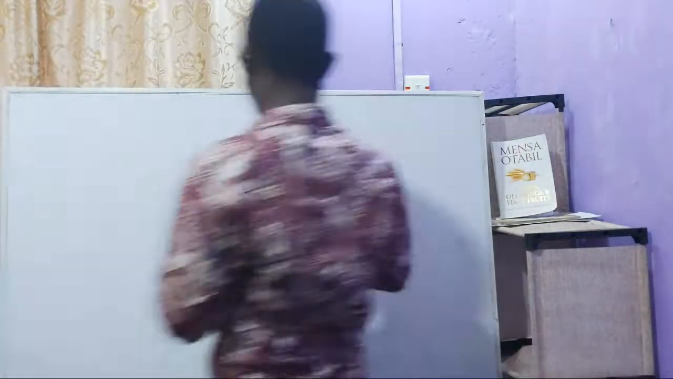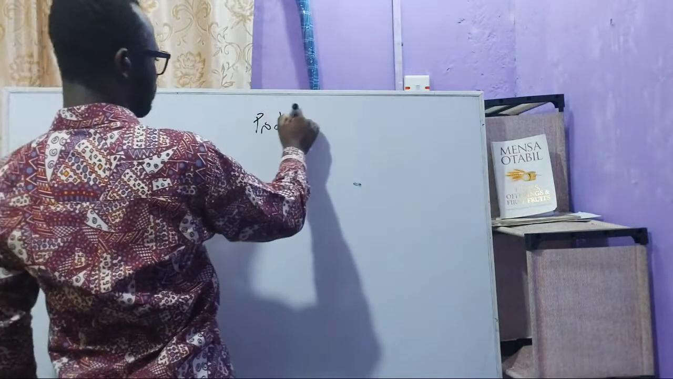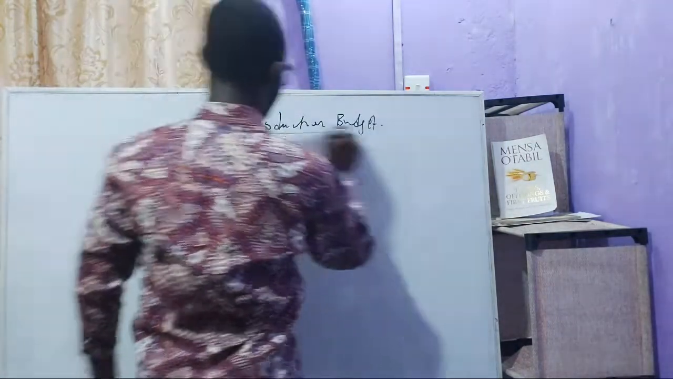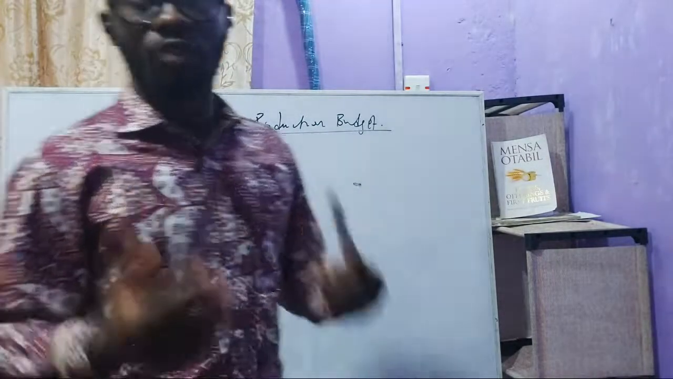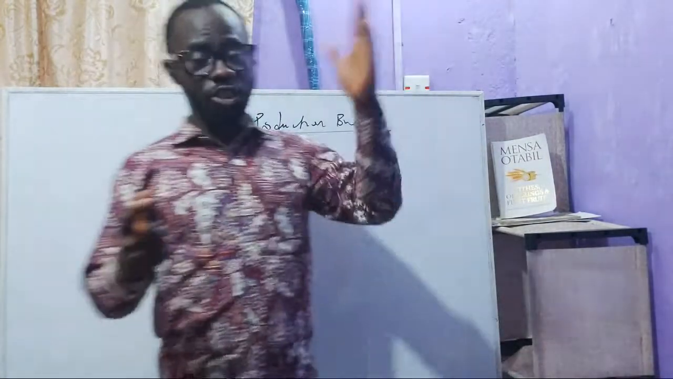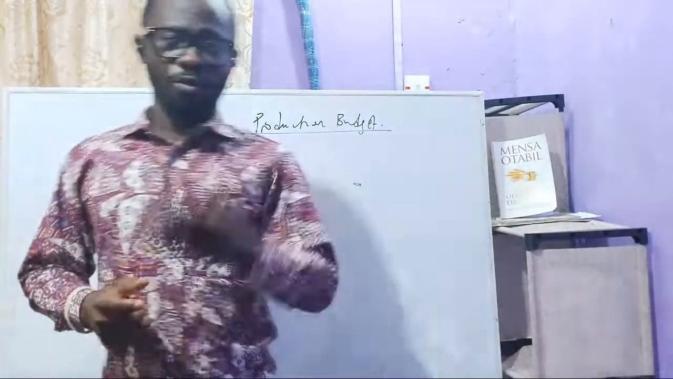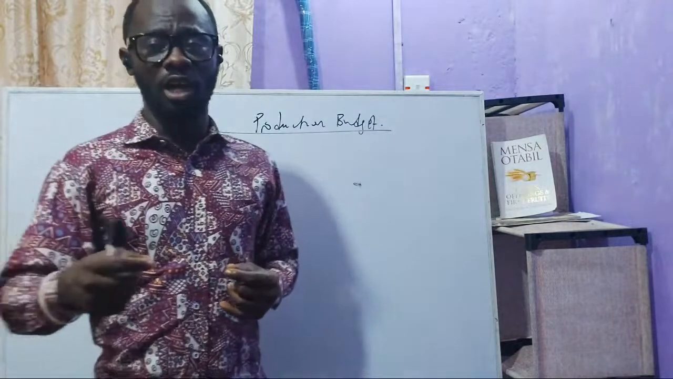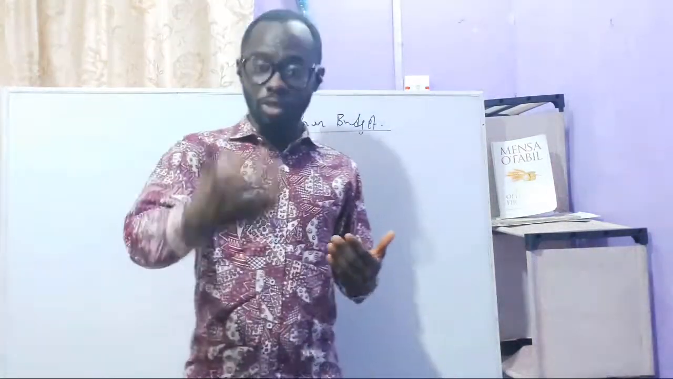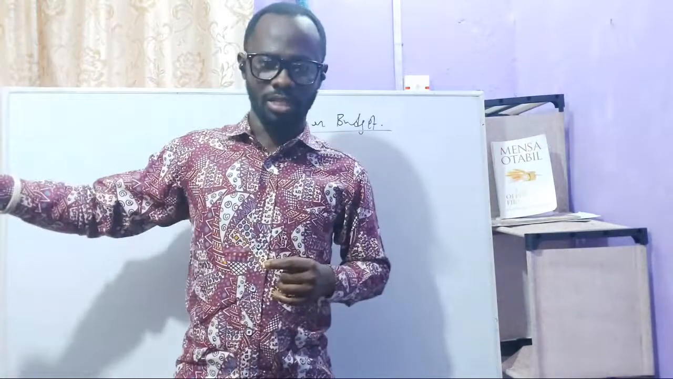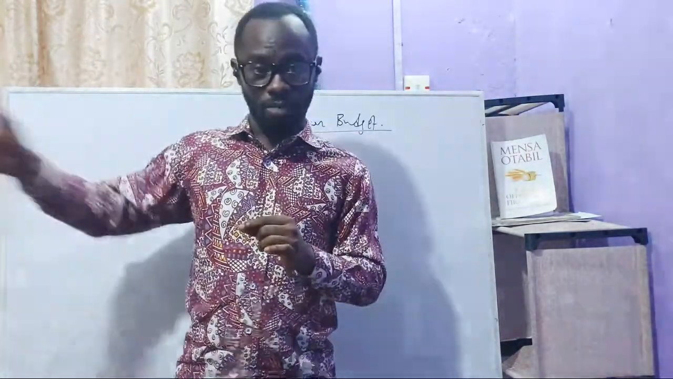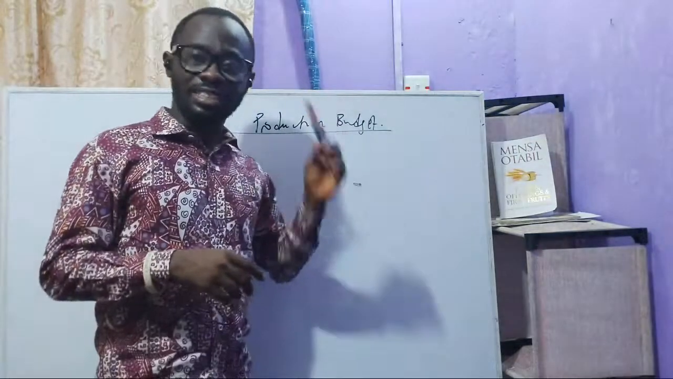So the first other functional budget we prepare, like I mentioned, is the production budget. Once we know the units of output we have to sell for each of the products under consideration, we go to the production manager, and the production manager has to decide how many units of output must be produced in order to meet the sales demand. That is what the production budget seeks to achieve.